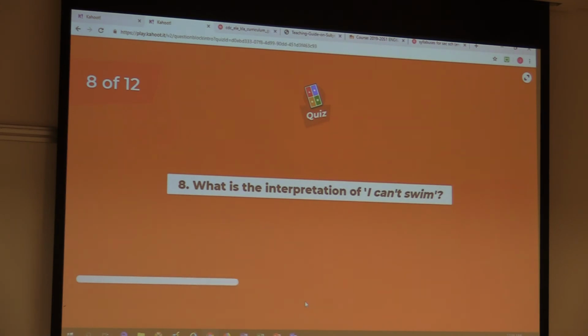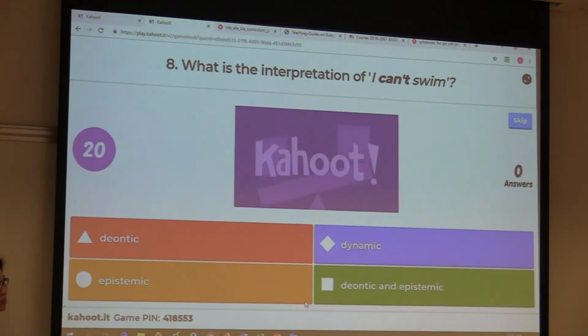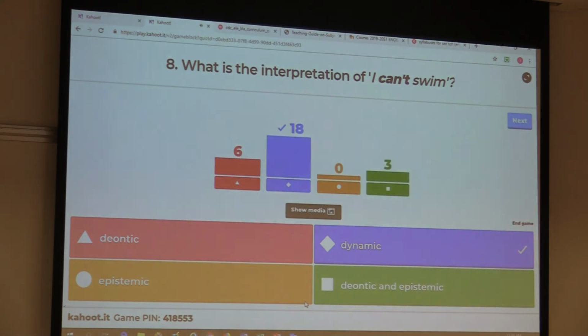Number 8. What's the interpretation of I can't swim? Can't. Yes, dynamic, about your ability. Dynamic meaning. Next one.